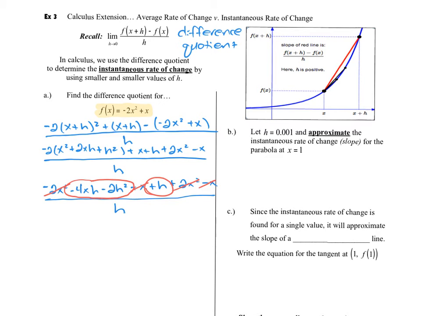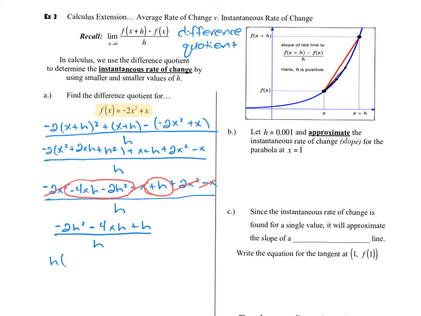Let's rewrite this so that it looks a little bit better for us. It's always best to write it in descending degrees. So minus 2h squared minus 4xh plus h, all over h. Now I can see that my h will factor out, which was our whole goal. So I'm going to factor out that h.